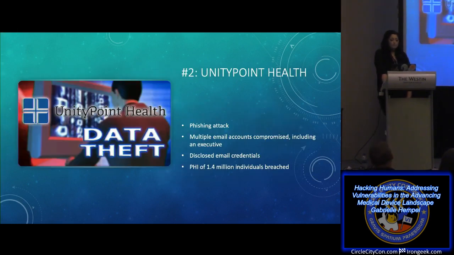Number 2 happened to Unity Point Health. This was due to a phishing attack. It resulted in disclosed email credentials, and the PHI of 1.4 million individuals was breached.